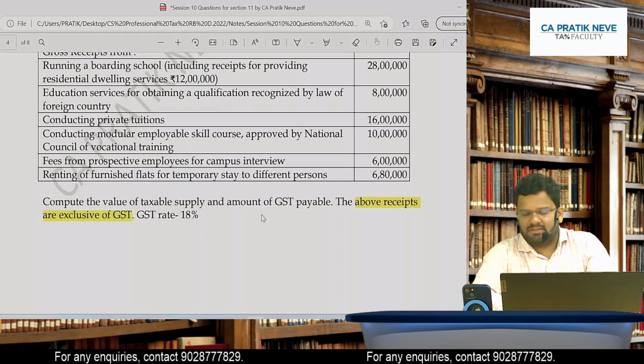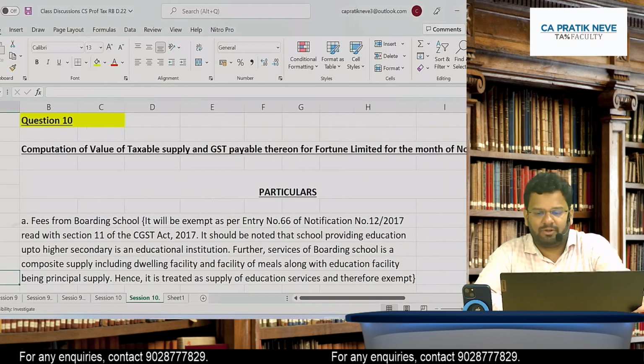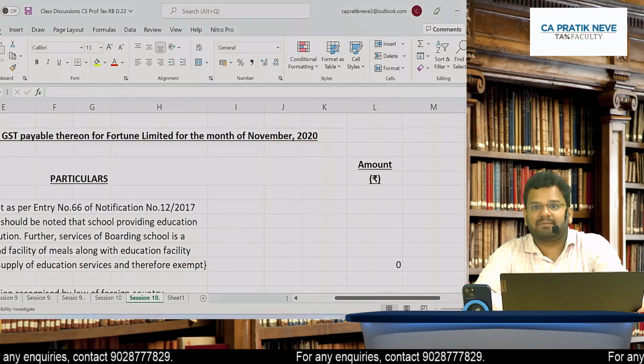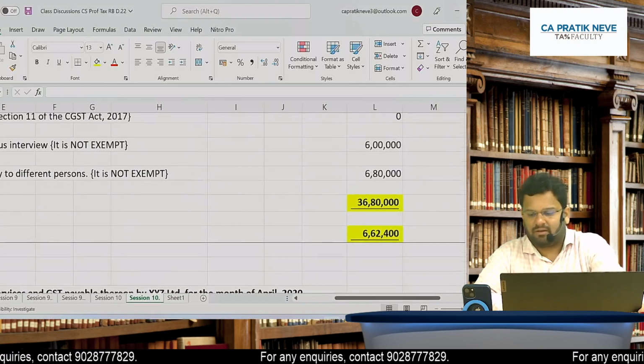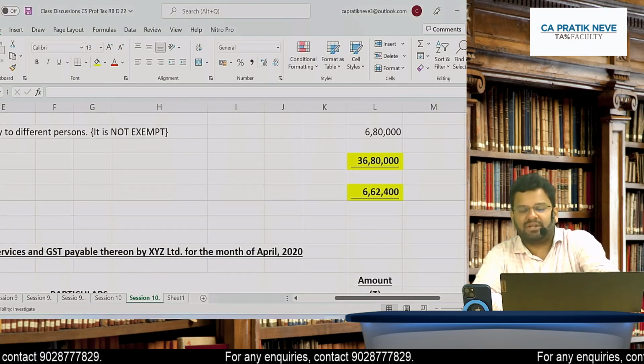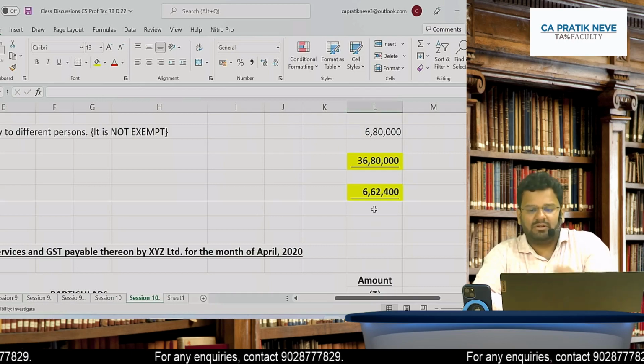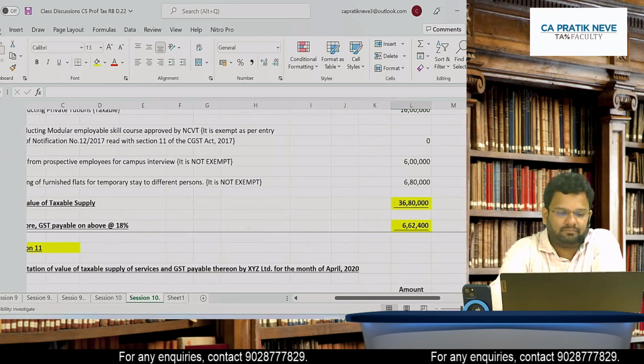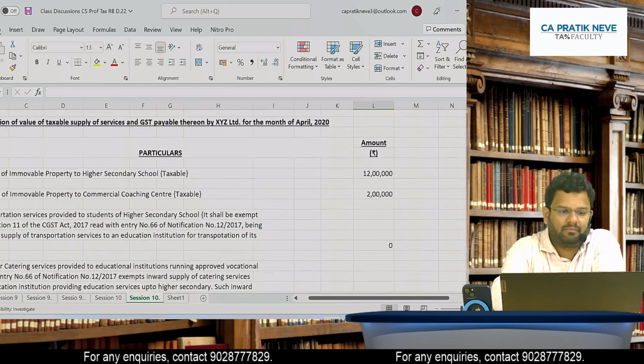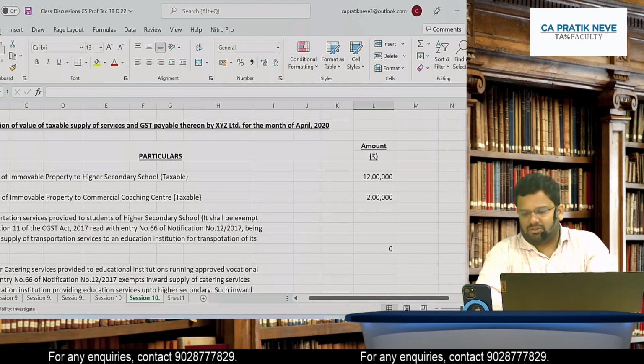So 36 lakh 80,000 should be answer. I have given you detailed explanation here. Check. And GST on that should be 18%. Yes, 6,62,400. Very good. Go to next question.